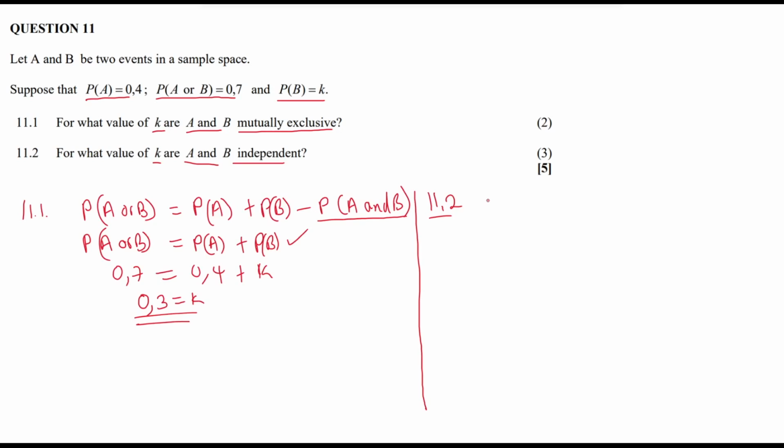For independent events, probability of A and B is equal to probability of A times probability of B. Okay, right, if A and B are independent, then probability of A and B is equal to probability of A times probability of B. This is called the product rule. Right, so we can find the probability of A and B here. So probability of A and B is equal to probability of A times probability of B, which is 0,4 times K. Right, so meaning that probability of A and B is 0,4K.